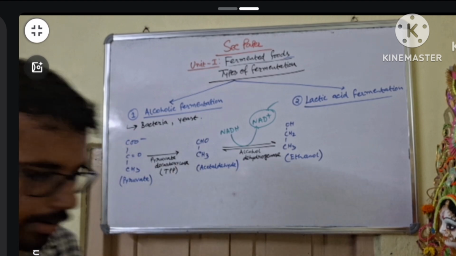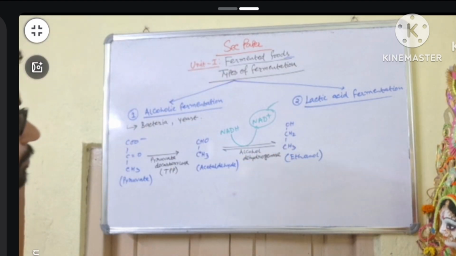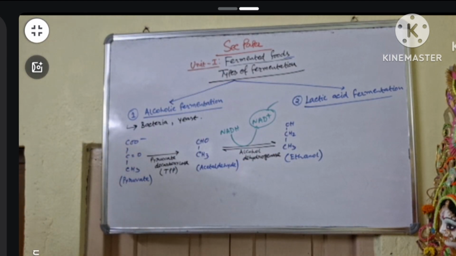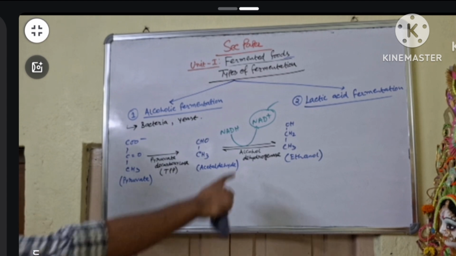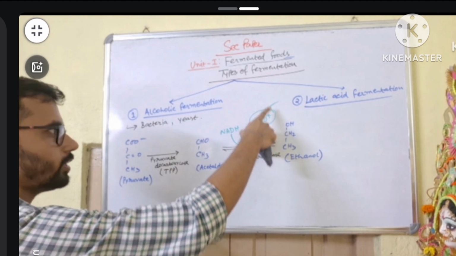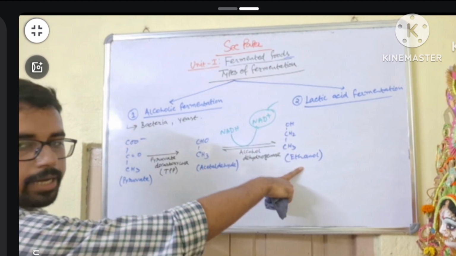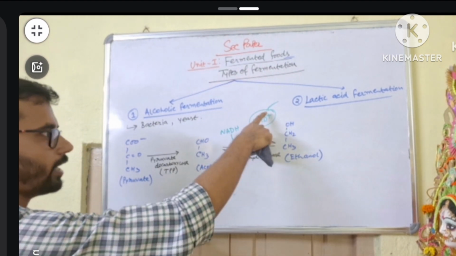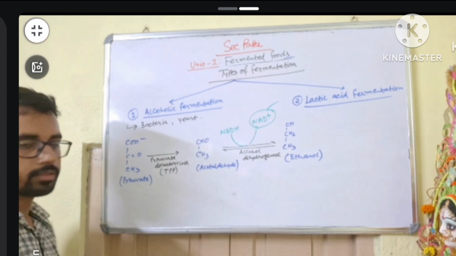Here, alcoholic fermentation has a two-step reaction, two additional reaction steps to convert NADH to NAD plus. The primary motto for the bacteria is this. This is the byproduct, ethanol. The primary motto is to regenerate NAD plus.